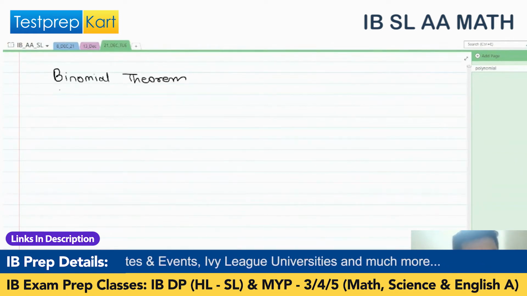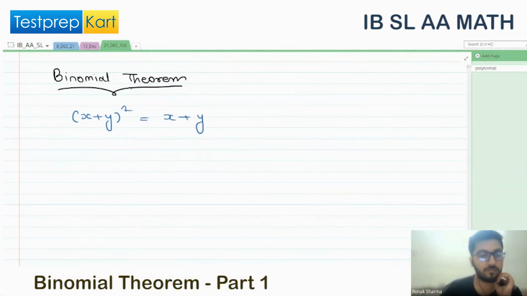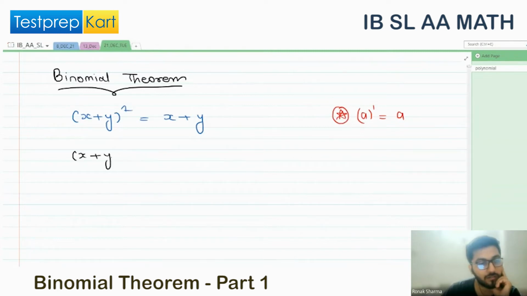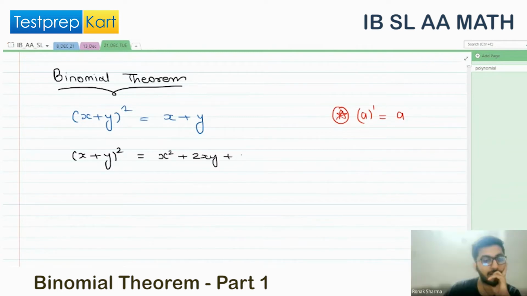Before discussing the binomial theorem, I want to ask you one thing. If we have x plus y power 1, is it equal to x plus y only? Any power when we have 1, it is the same, right? So do you know the formula of x plus y square? That is, x square plus 2xy plus y square.